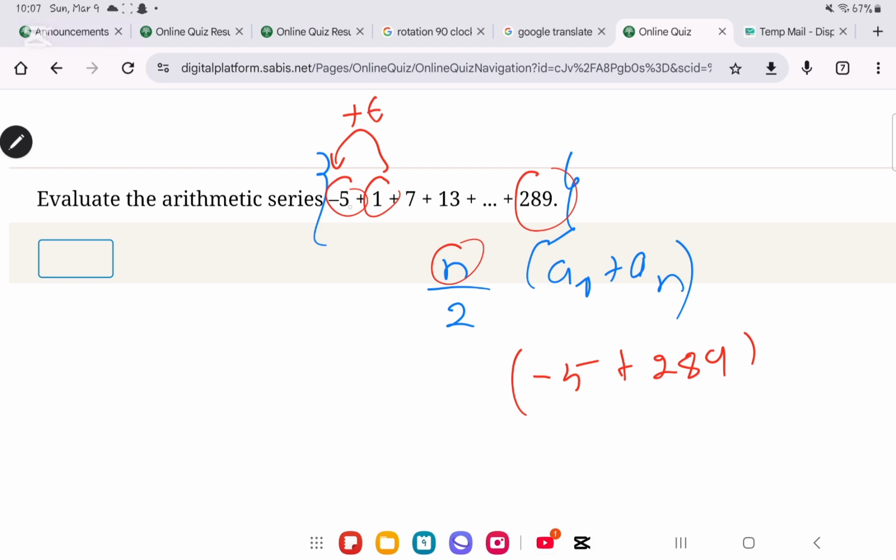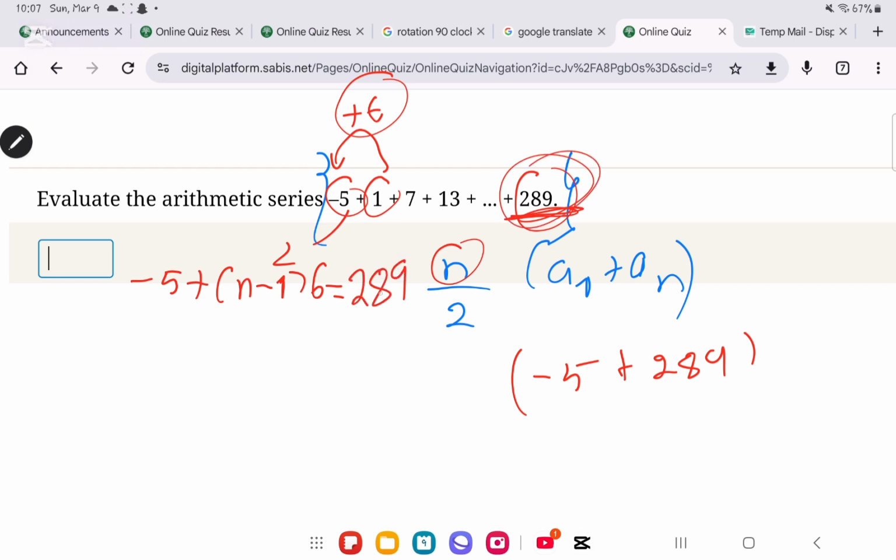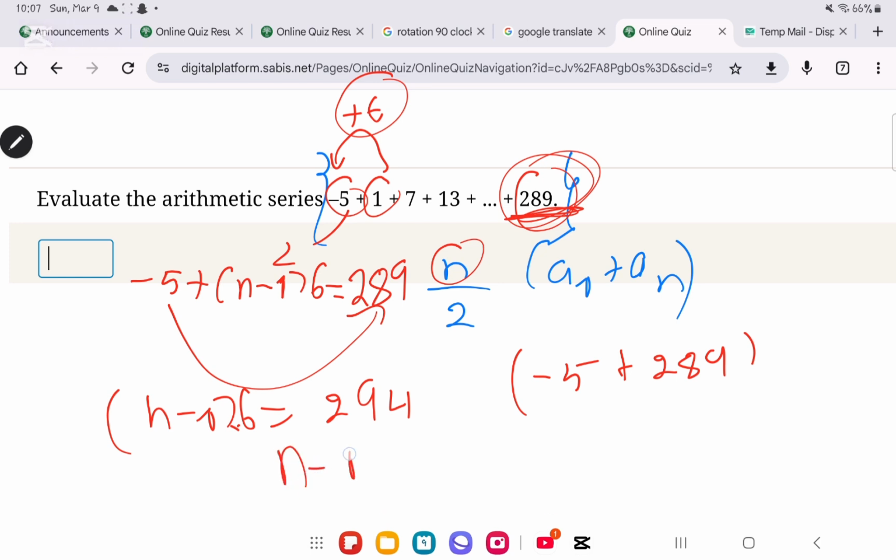And now the equation is a1, which is minus 5, plus n minus 1 times the common difference, which is 6. It is equal to what? It is equal to the last digit, which is 289. Move this to this side, you will get n minus 1 is equal to 289 plus 5, 294. And do not forget the times 6. So 294 divided by 6, you will get an answer that n minus 1 is equal to 49. Move minus 1 to the other side, so n is 50.